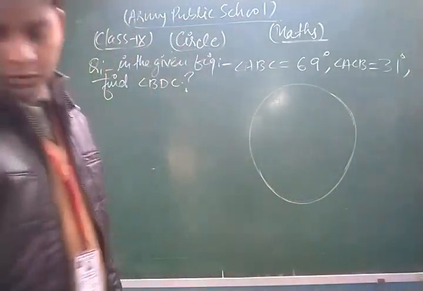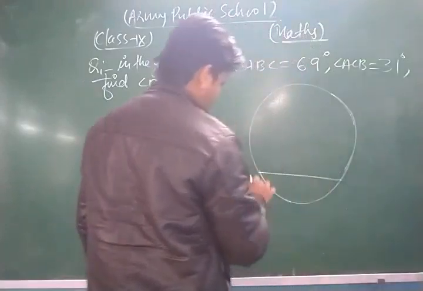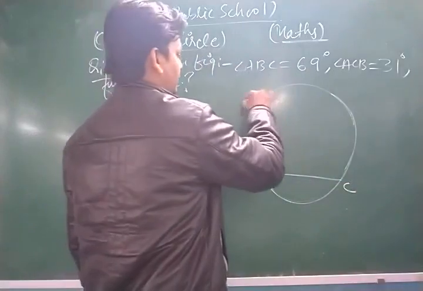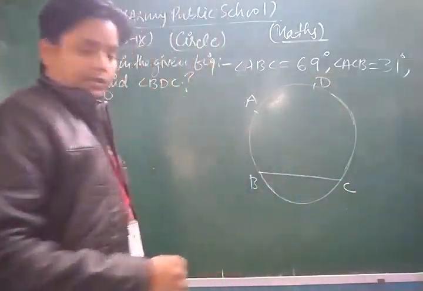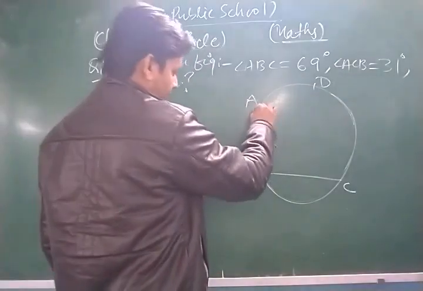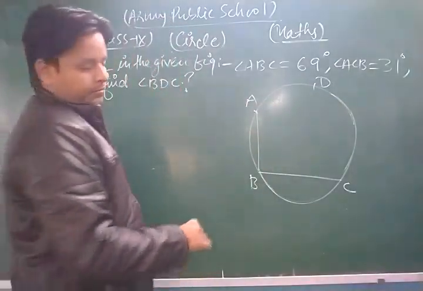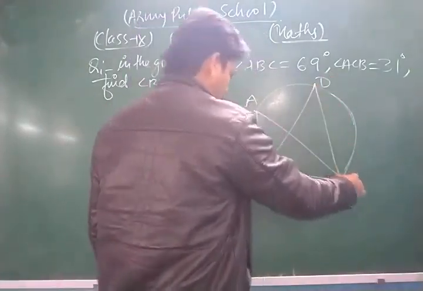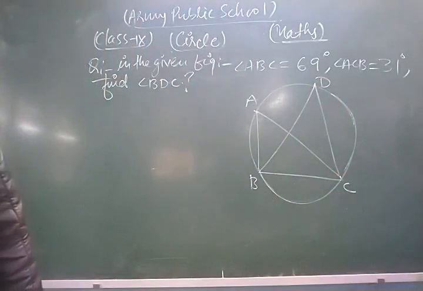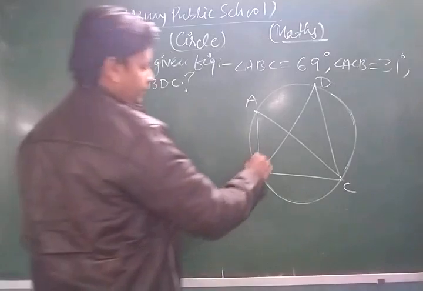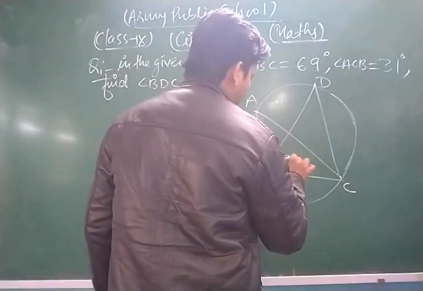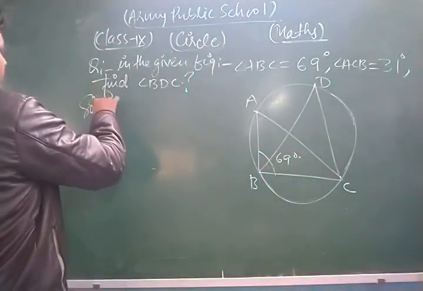Now this is BC, AD. Now here is my AB, AC, BD and CD respectively, and here this is one angle ABC. That angle is equal to 69 degrees. Now let's see its solution.